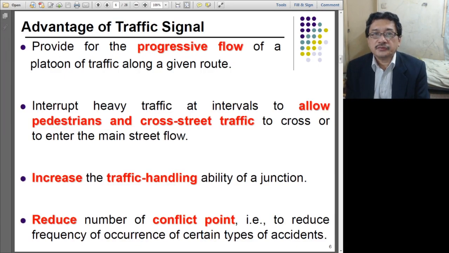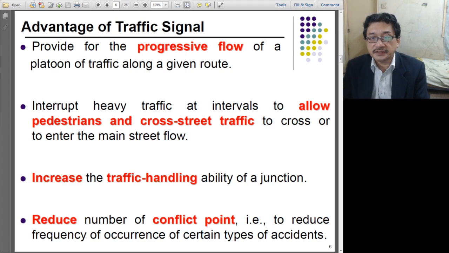What are the advantages of traffic signals? First is to provide for the progressive flow of a platoon of traffic along a given route. Second is to interrupt heavy traffic at intervals to allow pedestrians and cross street traffic, that is minor traffic or minor road, to cross or to enter the main street flow. The third advantage is to increase the traffic handling ability of a junction.